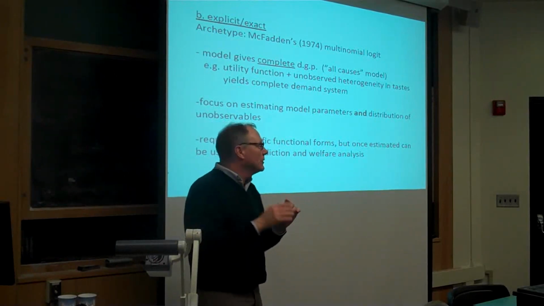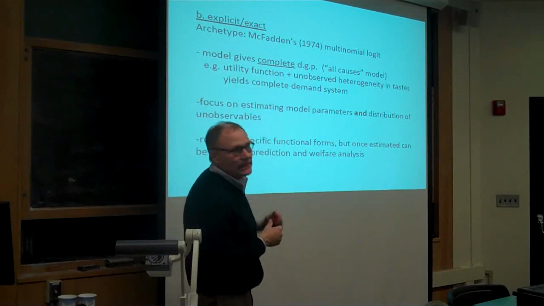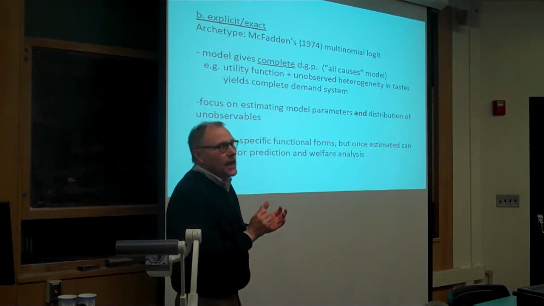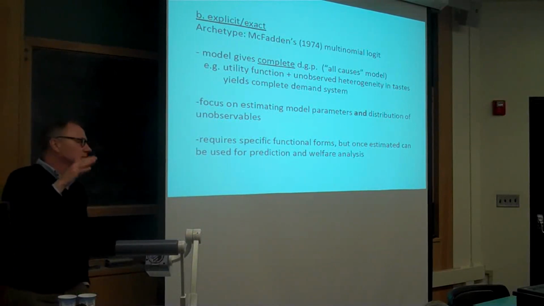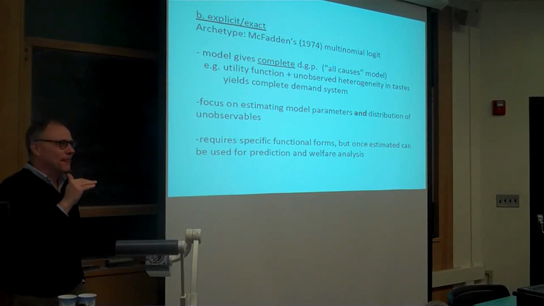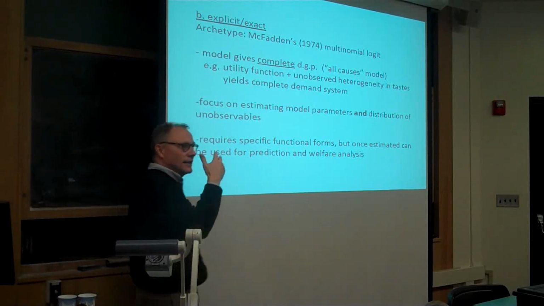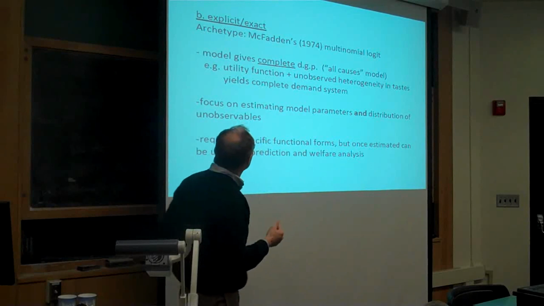So it's what I call an explicit exact. And it's exact in the sense that I am making a statement for all time that the distribution of unobservable preferences is extreme value type 1. Okay? And when I do that, I can then get this explicit functional form.